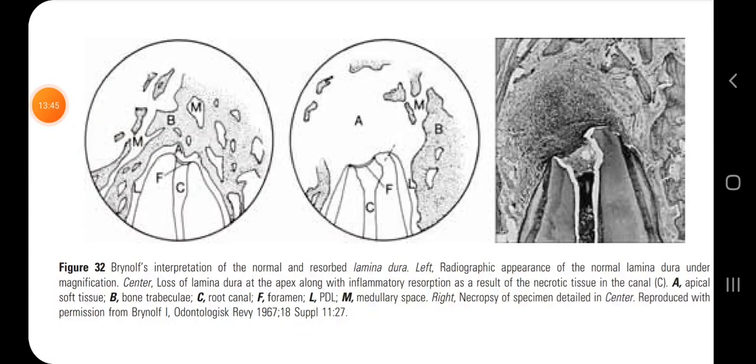You can see in figure 32 Brynolf's interpretation of the normal and resorbed lamina dura. On the left there is a normal and resorbed lamina dura. The radiographic appearance of the normal lamina dura under magnification is in the center, right?